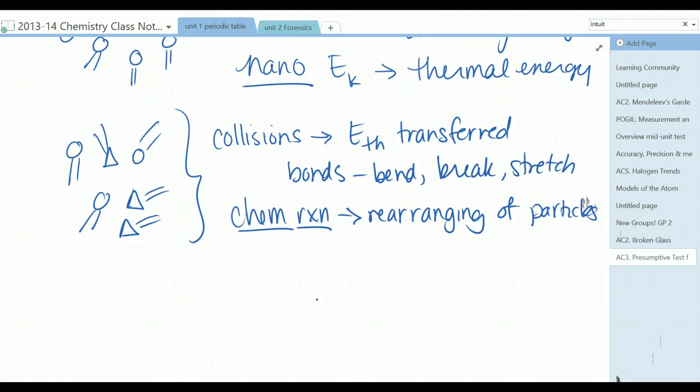So some molecules within a substance are moving fast enough to cause that bending, breaking, or stretching, but some do not. And so basically what we've got going on is that the chemical reaction happens at a certain rate based on how many of those molecules have enough energy. Kind of think of it like this. Let's say you have a ball.